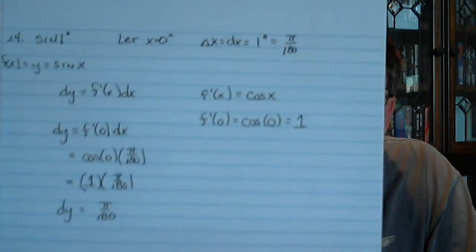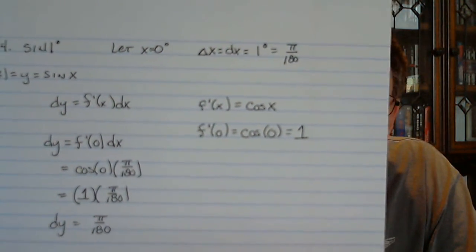If we plug those in, we get dy equals f prime of 0 times dx, which works out to be cosine of 0 times pi divided by 180. Cosine of 0, of course, is 1. 1 times pi divided by 180 gets me that dy is pi over 180. So here are my calculations. You can push the pause button if you want to take a look at those.